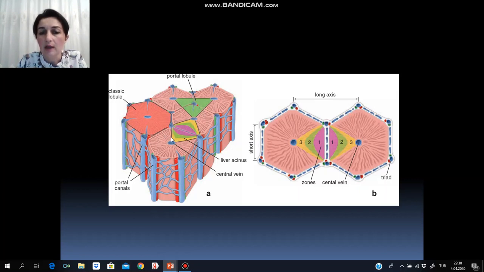It is the liver acinus, which has a diamond shape. Pay attention to this illustration. This diamond shape has these angles, and at these angles are located central veins, and at these angles are located portal areas. That is according to the blood supply and the rate of degeneration of hepatocytes during insult, during toxic situations, and also hypoxic situations.